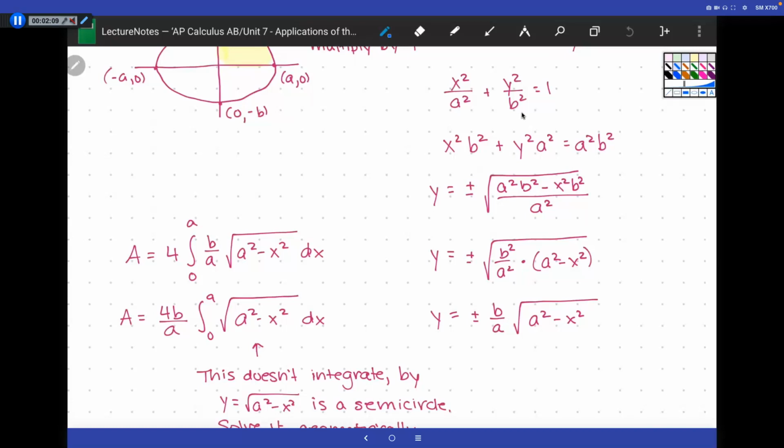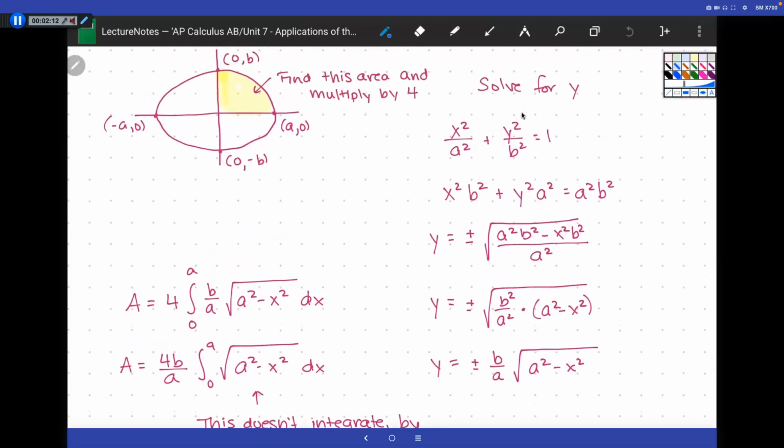And just like we saw last time, we got that plus or minus. The positive part is going to be the top part of the ellipse, and the negative part will be the bottom part of the ellipse. Because I'm only looking at the area of the yellow shaded region, I'm just going to look at the positive one. So the area is top minus bottom. Top is the ellipse. Bottom is just the x-axis, so it's like subtracting 0. And I'm going from 0 to a, multiplying by 4. So any questions setting up the integral?